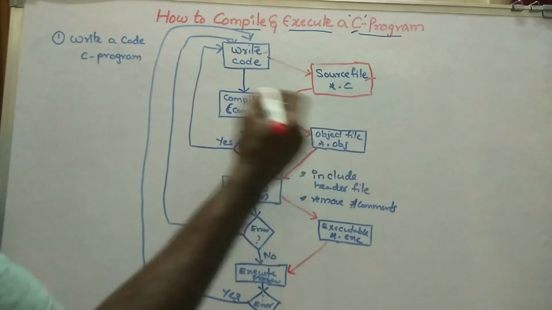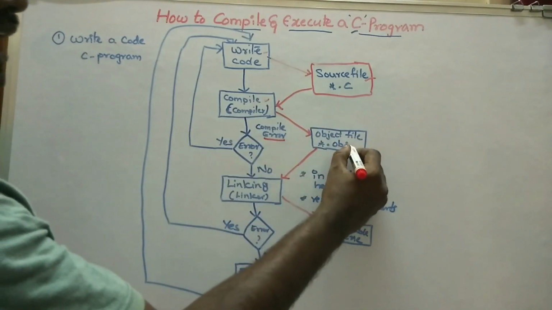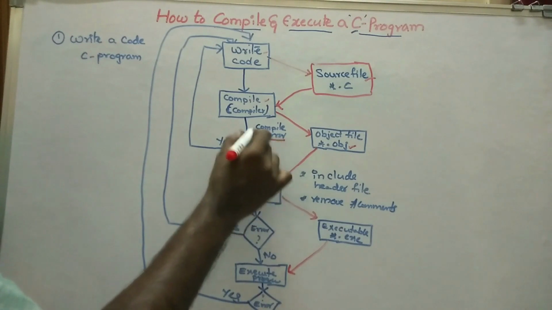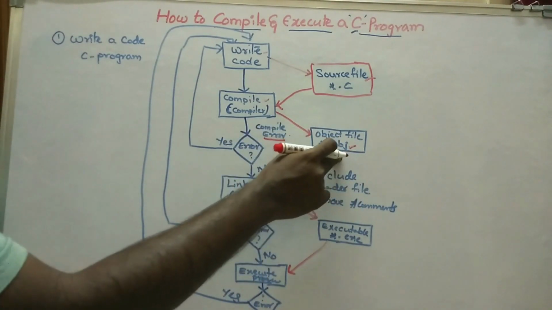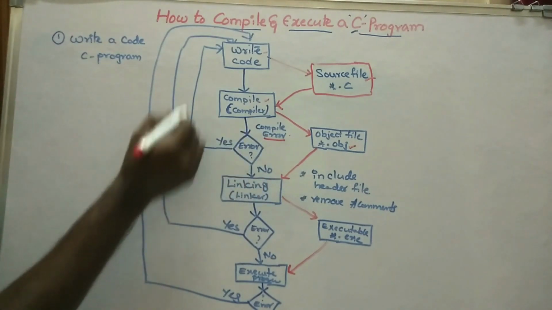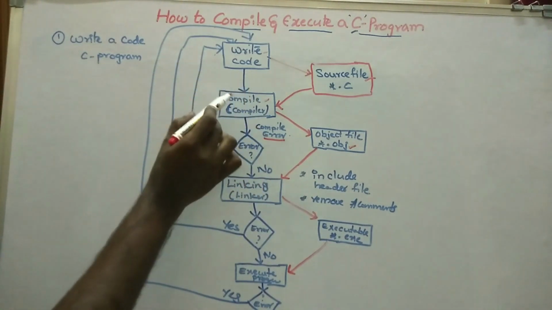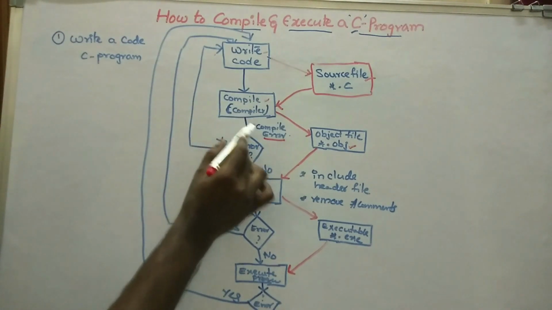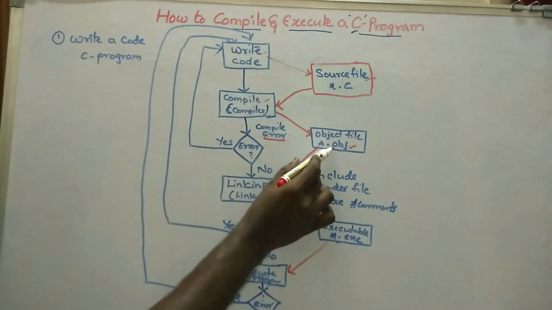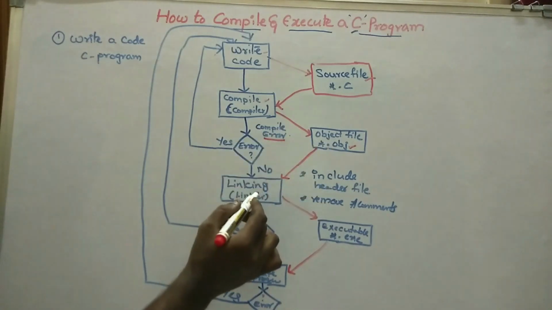Parallelly it will generate the object file. Only when there is no error will it generate the object file, right? If there is an error, you have to go back to the source code, modify it, and compile again. If there is no error, you give that object file to the linker.